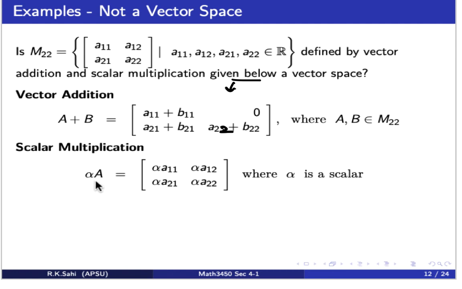Alpha times any matrix A is basically alpha times A11, alpha times A12, alpha times A21, and alpha times A22, where alpha is a scalar. Oh, this is very fine. So is this a vector space? Now this gives me a question mark. Let me test it. If it is not working because of the 0, we know what it is according to the normal vector space we know about, as we have done earlier. This might give us the clue.